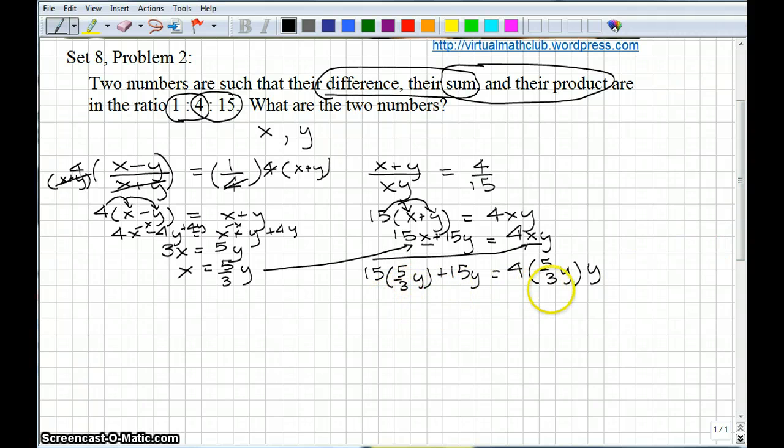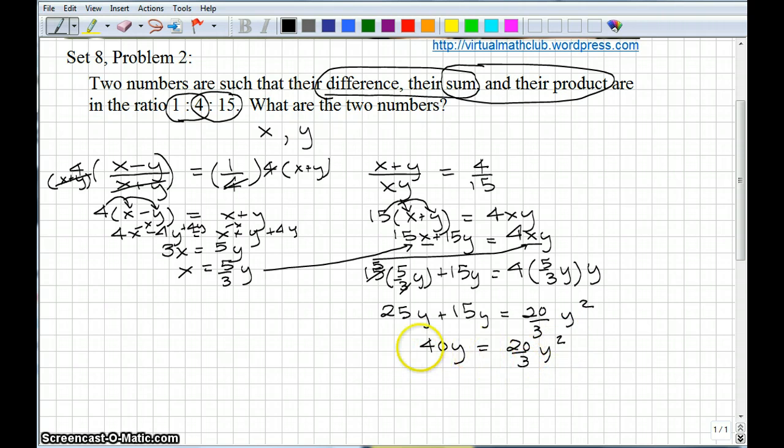So, okay, let's multiply through and simplify a little bit. Here I can divide the 15 by 3, and I'll just get 5. So this will be 25y plus 15y is equal to 20 thirds y squared. I can combine the 25y and the 15y, and that gives me 40. So 40y is equal to 20 thirds y squared.